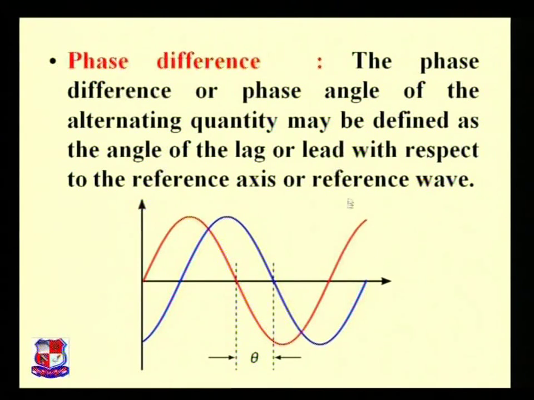See in this figure, one waveform is represented by the red color and the second by the blue color. So there is a phase difference between these two signals, given by theta. So it is either lagging or leading, but there is a phase angle difference between the two waves.